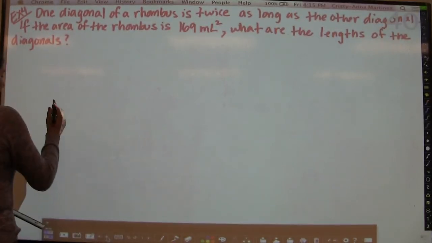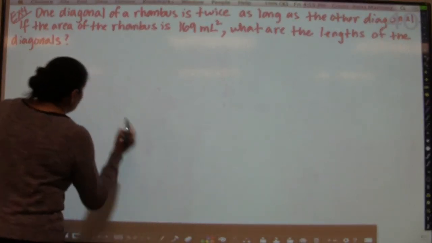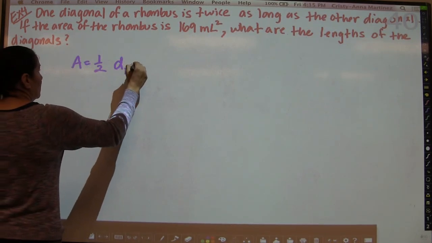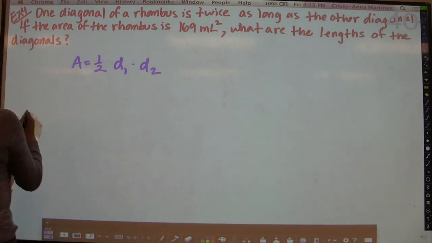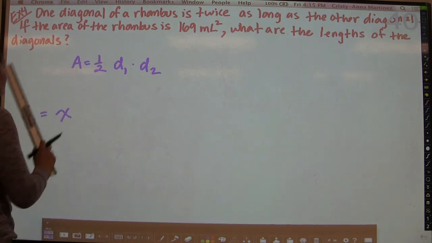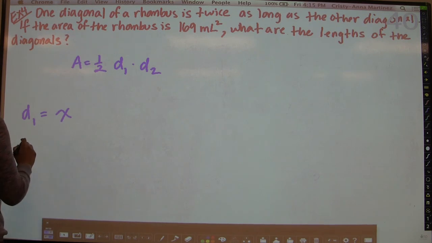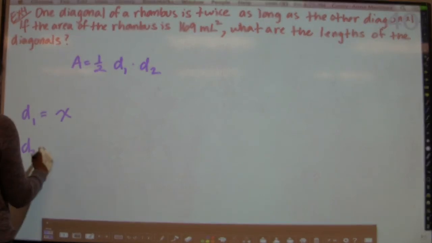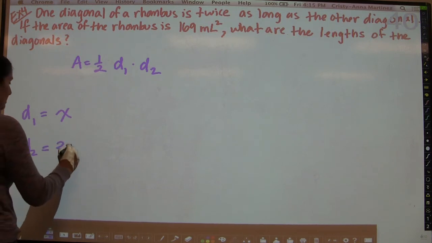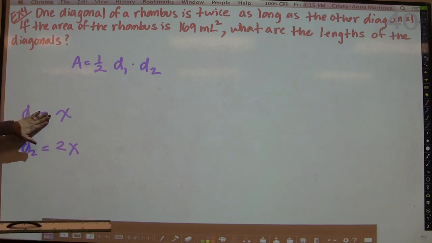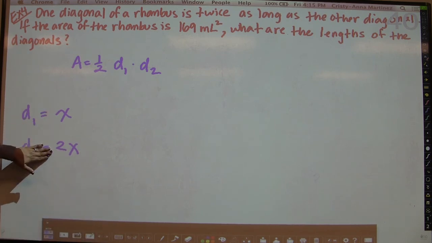All we need to know is that we have area equals 1/2 diagonal 1 times diagonal 2. So if I say diagonal 1 is equal to x, for example, it says one diagonal of a rhombus is twice as long as the other. So that would mean that diagonal 2 would be twice as long as the other one. Does that make sense? I hope that makes sense. So basically, if I call one diagonal x, the other diagonal is twice the length.